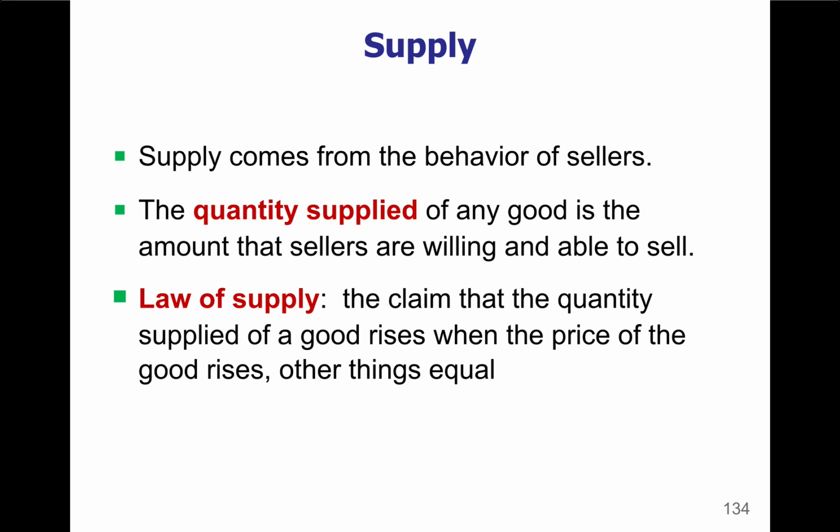Assuming that everything else is equal, including the cost it took to produce the product, as the price you can sell it at rises, that means your profit margin goes up. And suppliers or sellers want to produce more goods and sell more goods as the price of the product goes up, because the profit is going to be bigger.